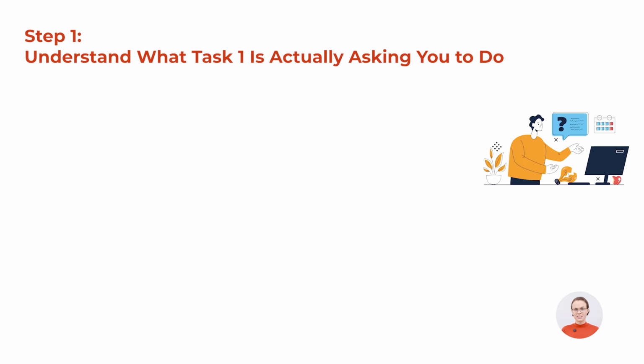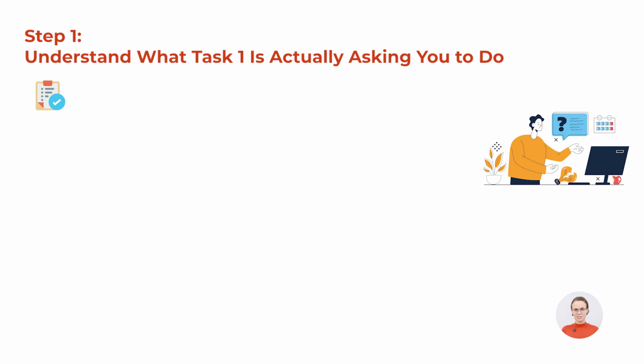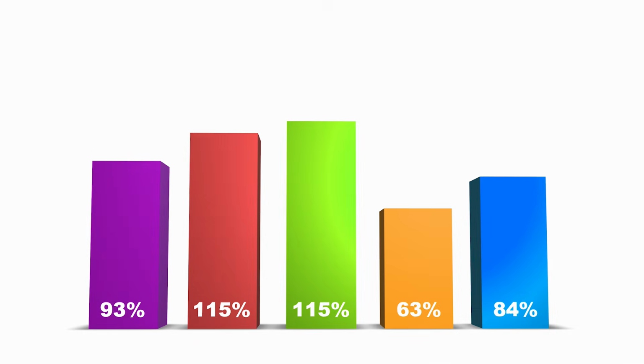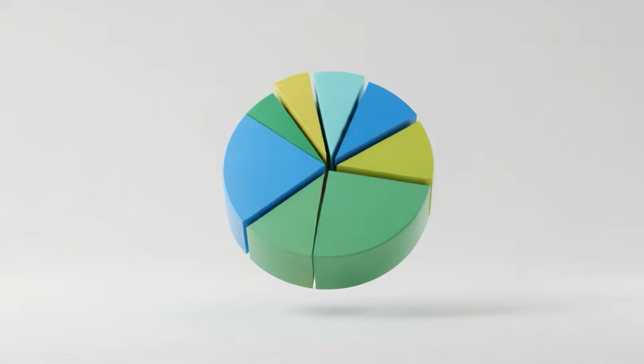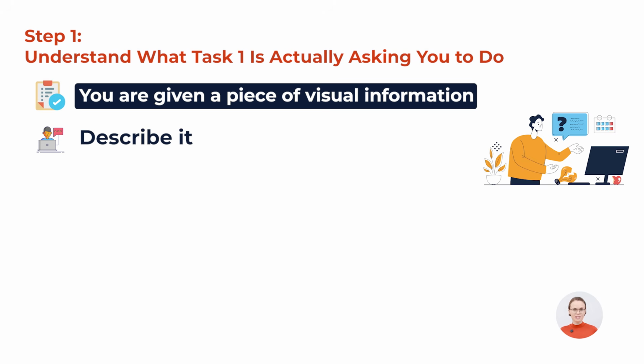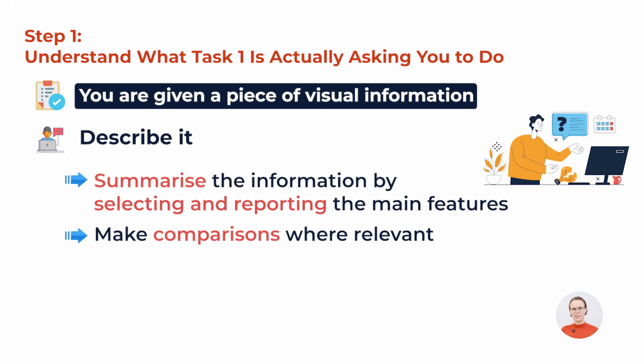This might sound obvious, but many candidates get it wrong simply because they misread the task. In IELTS Academic Writing Task 1, you are given a piece of visual information. Your job is to describe it. The visual can be a bar chart, a line graph, a pie chart, a table, a map, a process diagram, or sometimes 2 charts together. The task will tell you to summarize the information by selecting and reporting the main features. You will also need to make comparisons where relevant.